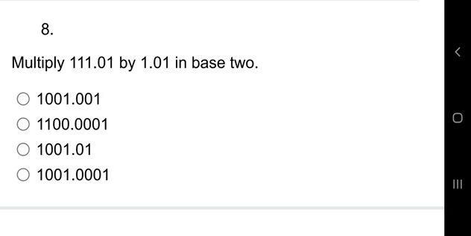Under this one, we actually multiply. So when you are multiplying in this case, the first thing we do is ignore the decimal points there. So we just multiply straight. So we're going to have 11101 multiplied by 101.